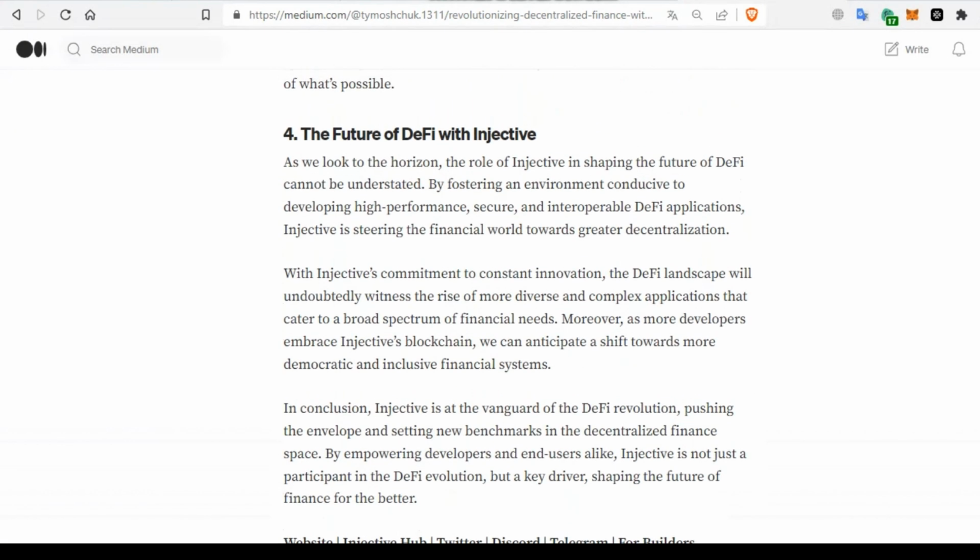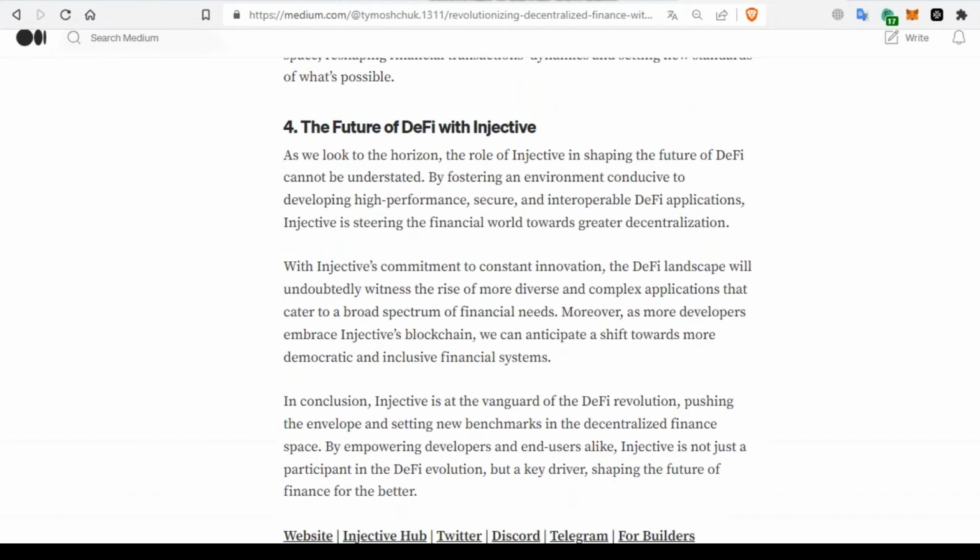undoubtedly witness the rise of more diverse and complex applications that cater to a broad spectrum of financial needs. Moreover, as more developers embrace Injective's blockchain, we can anticipate a shift towards more democratic and inclusive financial systems.